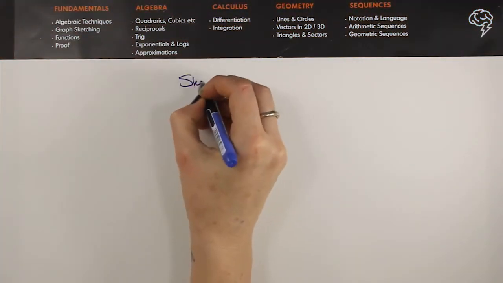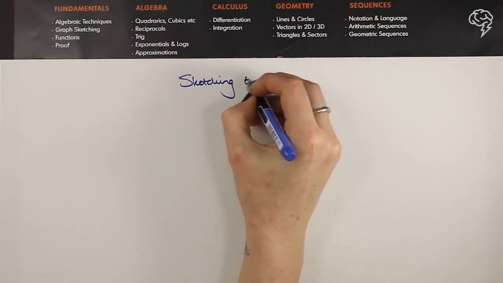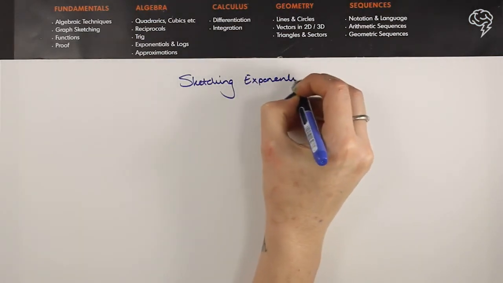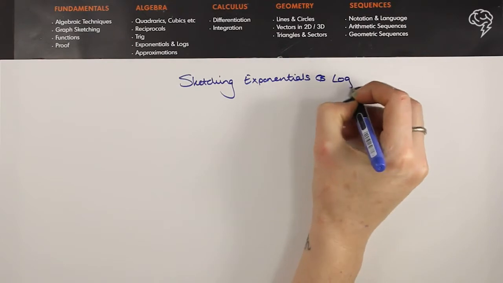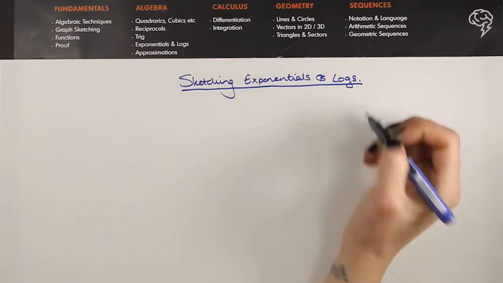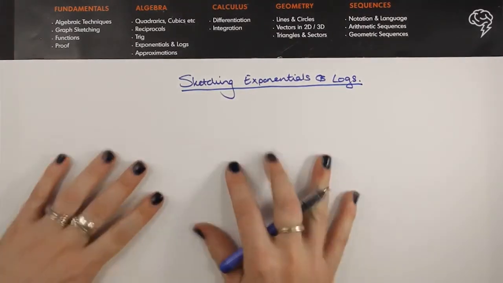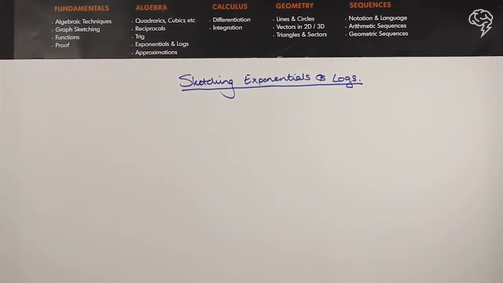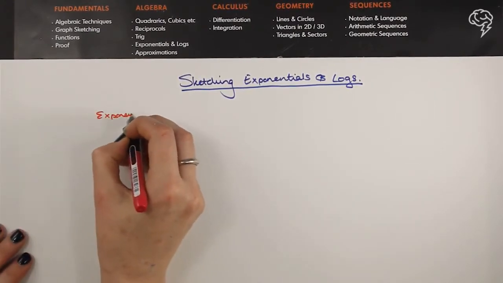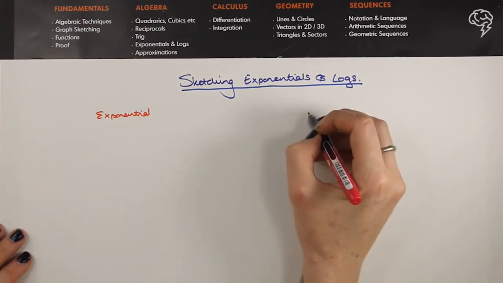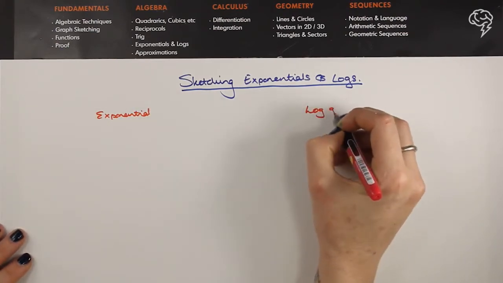Oh dear, sketching exponentials. This does not go well in exams at all. Exponentials and logs. Sad. It's really sad marking these. So let's go through this and let's try once and for all to sort out what an exponential graph looks like, how you can tell what it looks like, and what a natural log graph looks like.